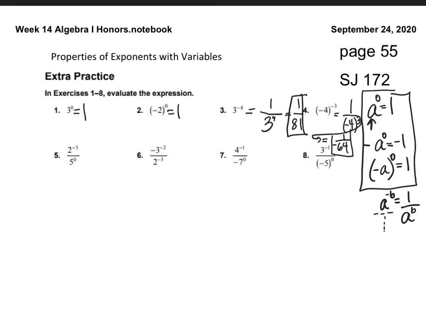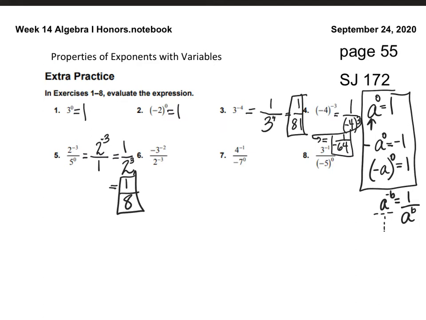Moving on to number 5, I'm going to simplify my denominator first. 5 to the 0 power is 1. I'll bring over my numerator of 2 to the negative 3rd. I need to move that base of 2 to the denominator, make it a positive exponent of 3. Keep that 1 in the numerator. Then evaluate 2 to the 3rd power. 2 times 2 is 4, times 2 is 8. So the answer to number 5 is 1/8.